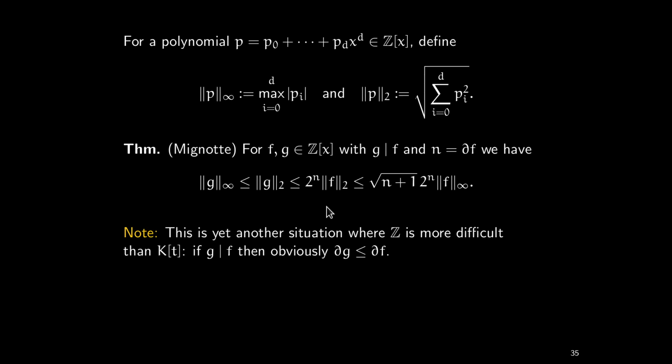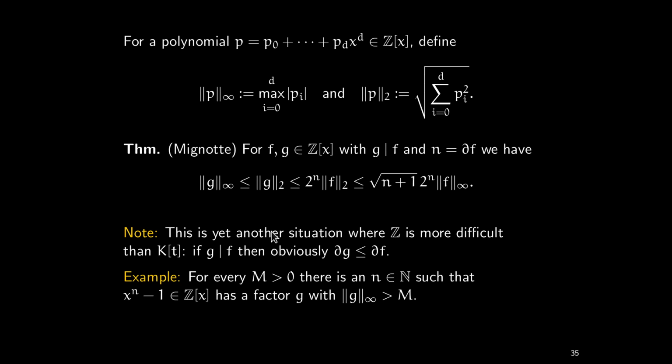I want to point out, however, that this theorem illustrates again that integers are more complicated than polynomials, because in the polynomials the question doesn't arise. If you have a divisor of f, then it's clear that the divisor has at most as high a degree as f. And we actually used this already in the first part of the lecture when we talked about bivariate polynomials. And that's not the case for integers, or for polynomials over the integers.